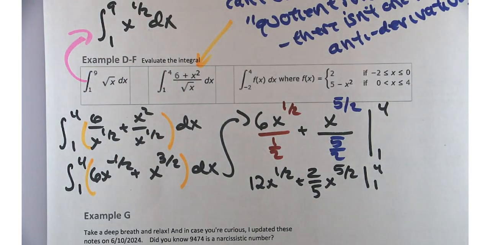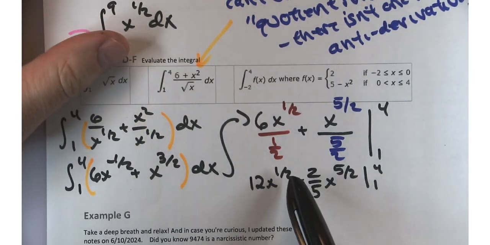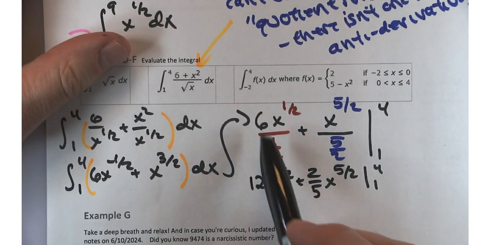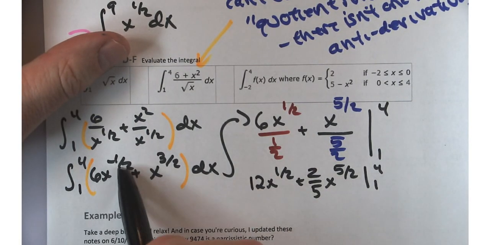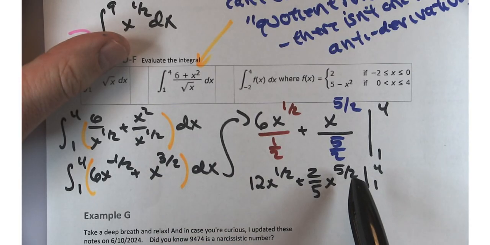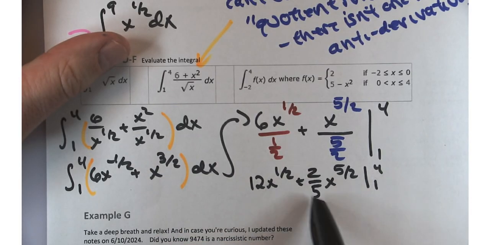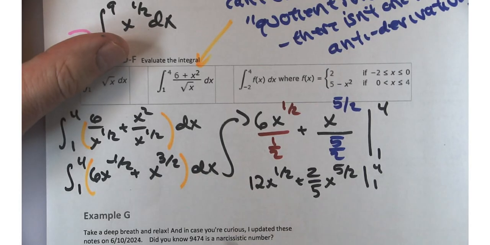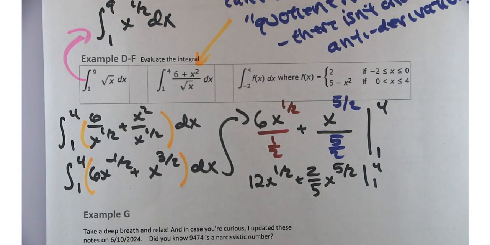By the way, if I was looking at that and getting kind of nervous, like, I'm not sure I did that right, how could I check it? Here's a good thing: take the derivative. Ah, well done, James. Take the derivative. 1/2 times 12 gives me 6. Subtract 1 from the exponent gives me negative 1/2. 5/2 times 2/5 gives me 1. Subtract 1 from the exponent gives me 3/2. So perfect. You can double check yourself as you go through these things.